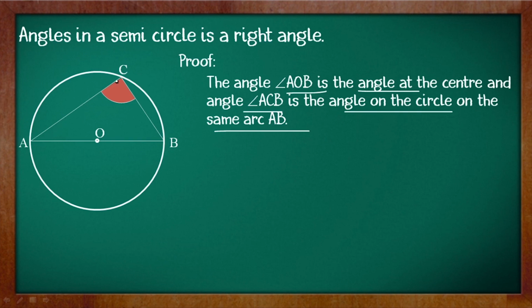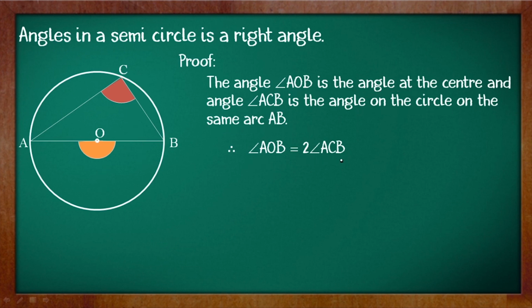If I'm considering the lower part as an arc, I can draw an angle here, which will be the angle at the remaining part of the circle, and this is the angle subtended at the center. Now by the result that we know, angle AOB will be twice angle ACB. Now again we know that AB is a diameter, a line segment. So if AB is a line segment, what will be the measurement of angle AOB?